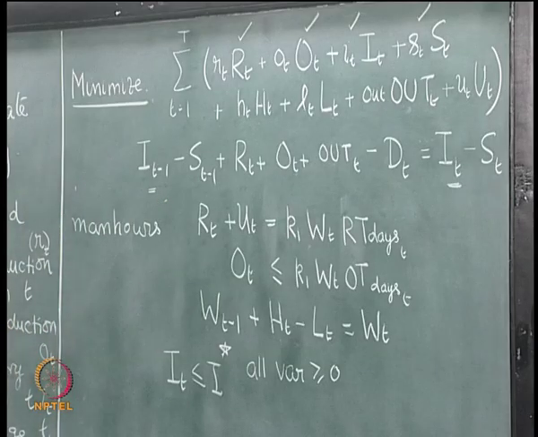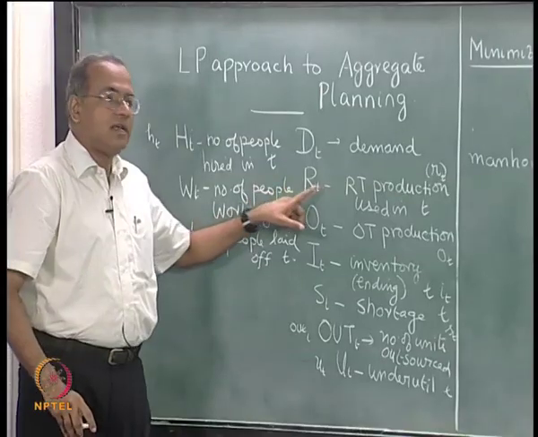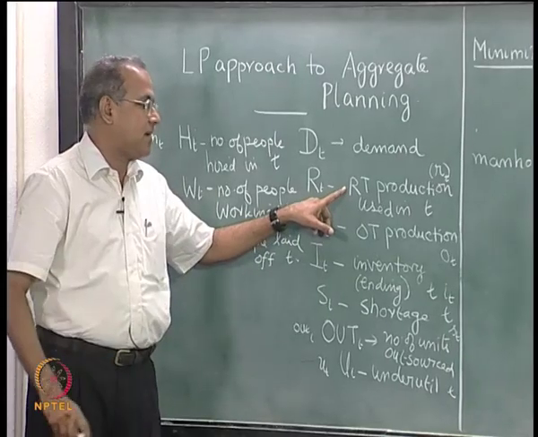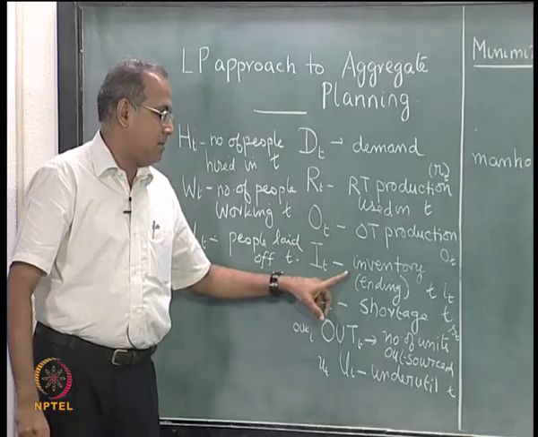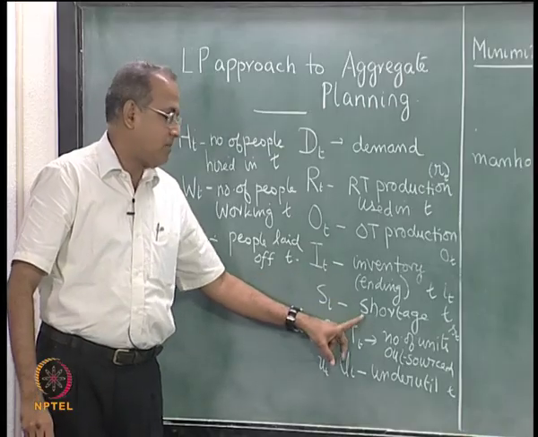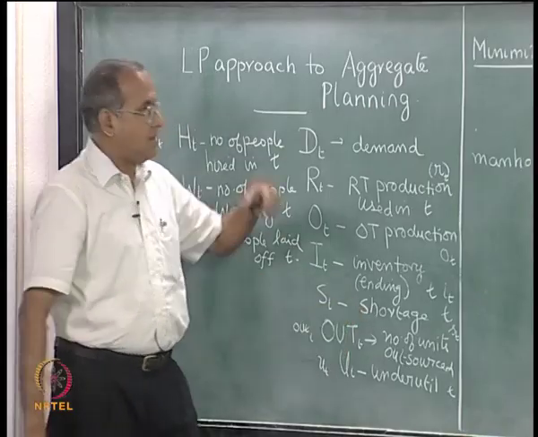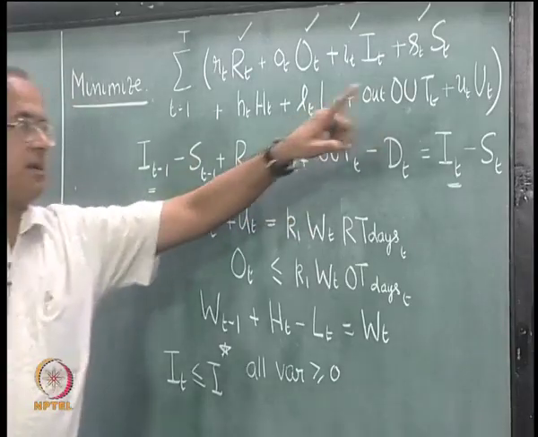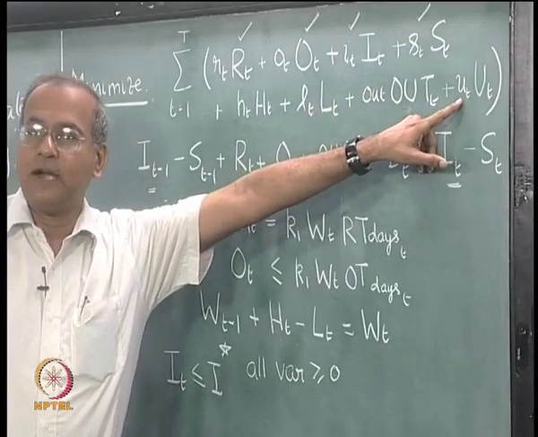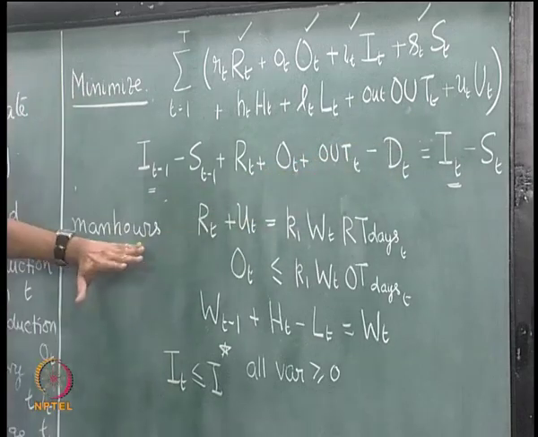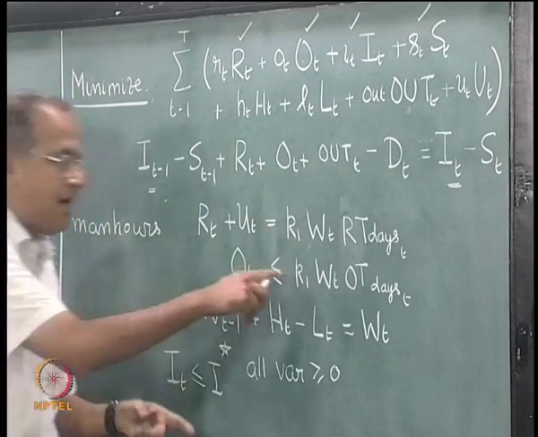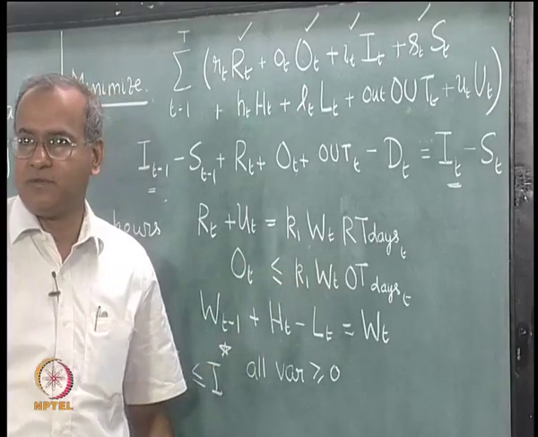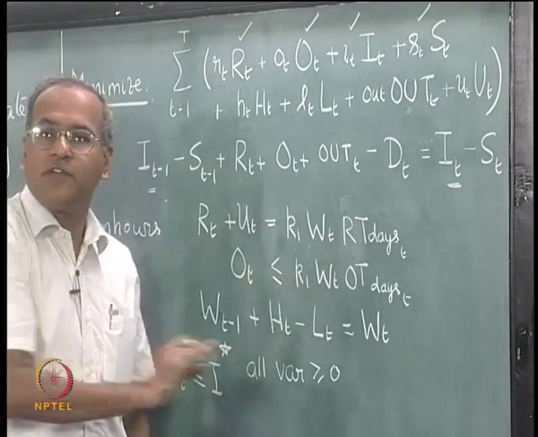So, this formulation will be, let RT be the number of man hours of regular time production, number of man hours of overtime production, number of man hours of inventory, number of man hours of shortage, number of man hours outsourced, number of man hours underutilized. So, it has a common unit which is called man hours. Therefore, some of these K1 etc. will have to be redefined, which is not very difficult to do.